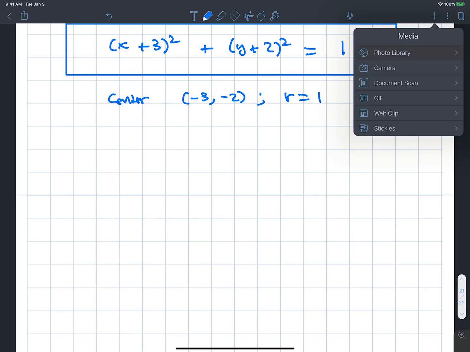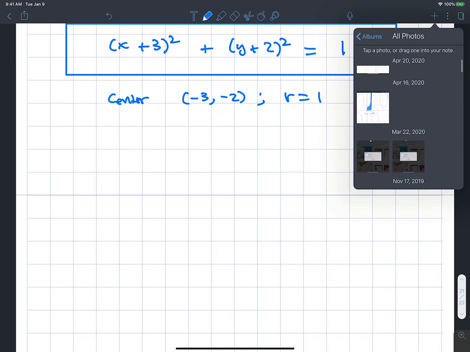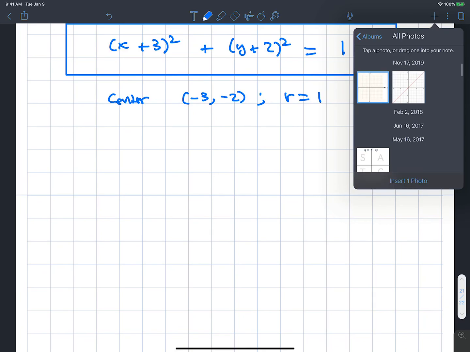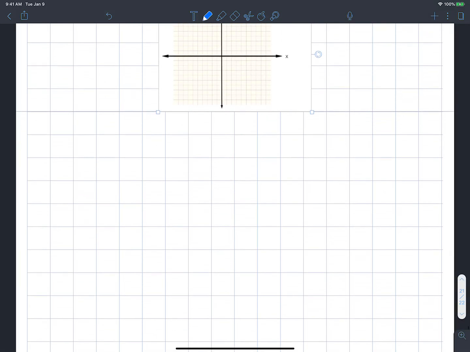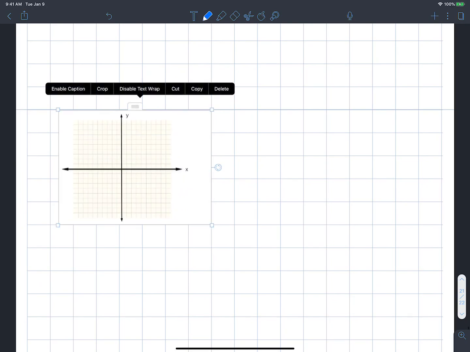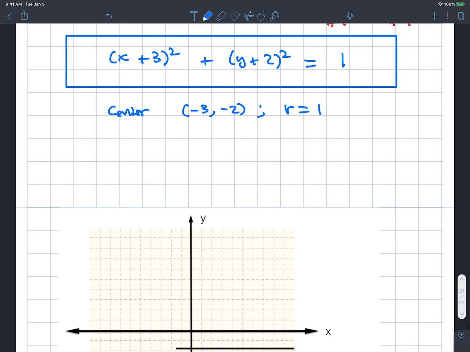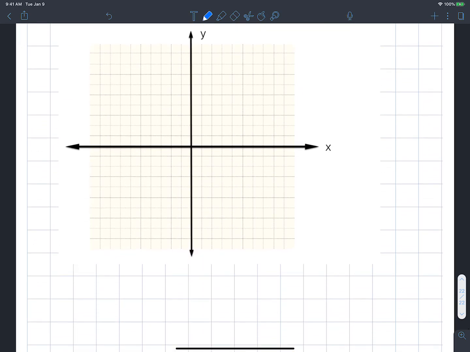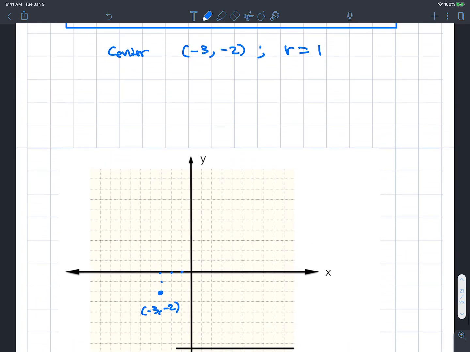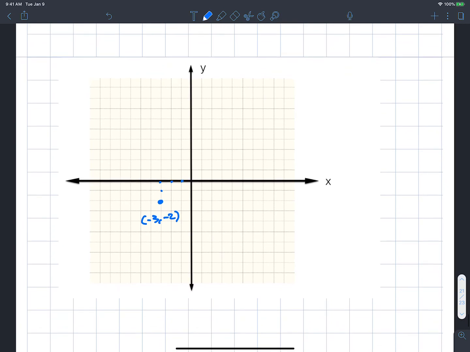So when you go to graph this again, insert the graph. Find your center, -3, -2. So you can go to the left 1, 2, 3, and go down 1, 2. There's a new center. -3, -2. Now you have a radius of 1. So that means I go to the right 1, left 1, up 1, and down 1.